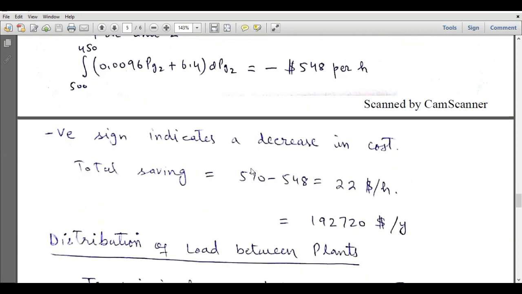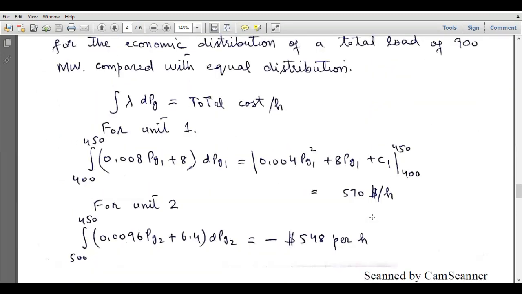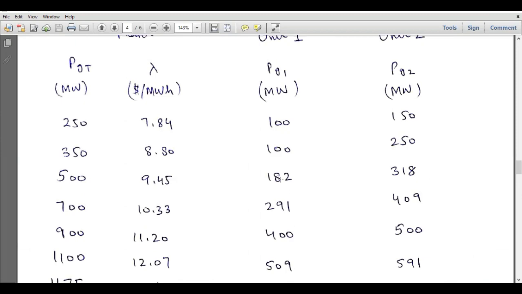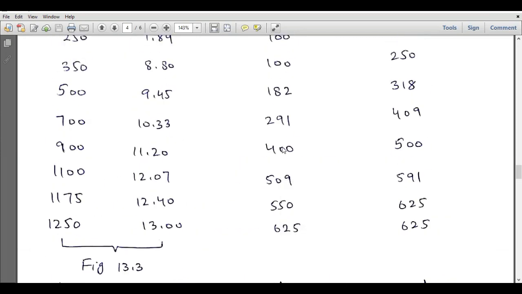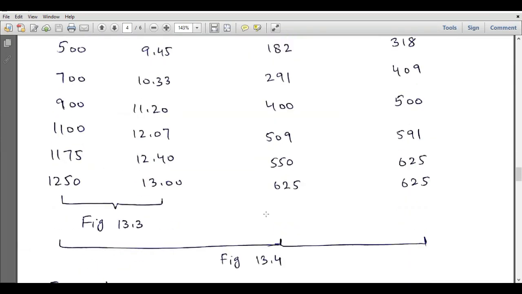So total saving is equal to 570 minus 548, which is equal to $22 per hour, and it is equal to $192,720 per year. So this is the amount which we can save if we are applying the economic operation instead of the equal sharing on the two generators.